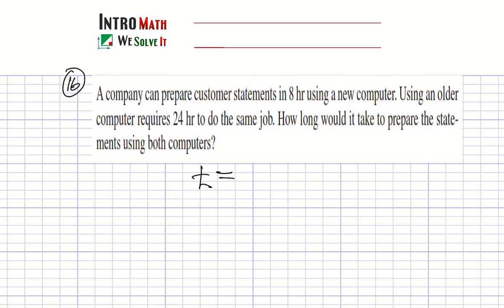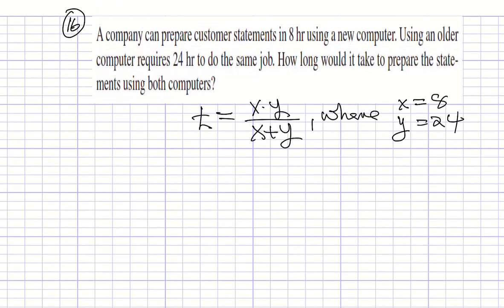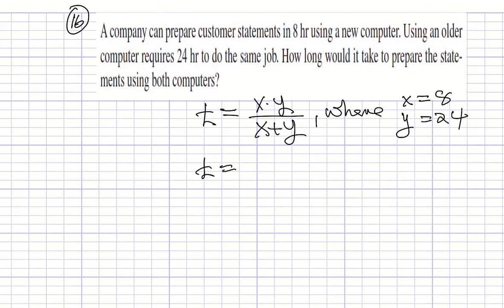T is equal to x times y over x plus y. What does T mean? T means the time you would take the 2 computers to do the job. X means the time you would take 1 computer to do the job. Y means the time you would take the other computer to do the job. So you say, where x equals 8, y equals 24. Then you say T is equal to 8 times 24 over 8 plus 24, okay?